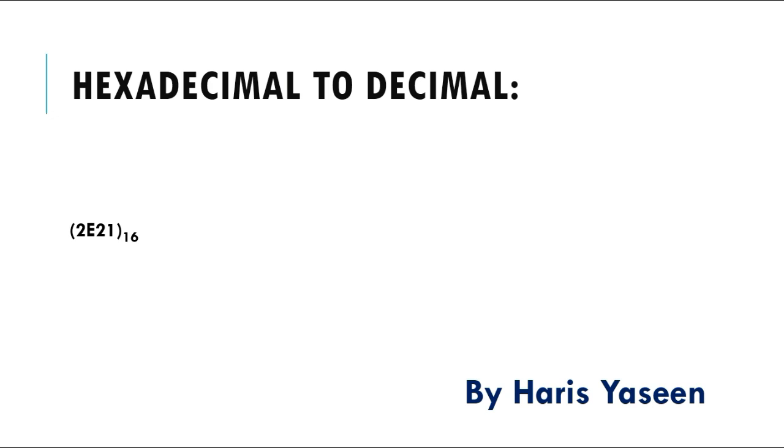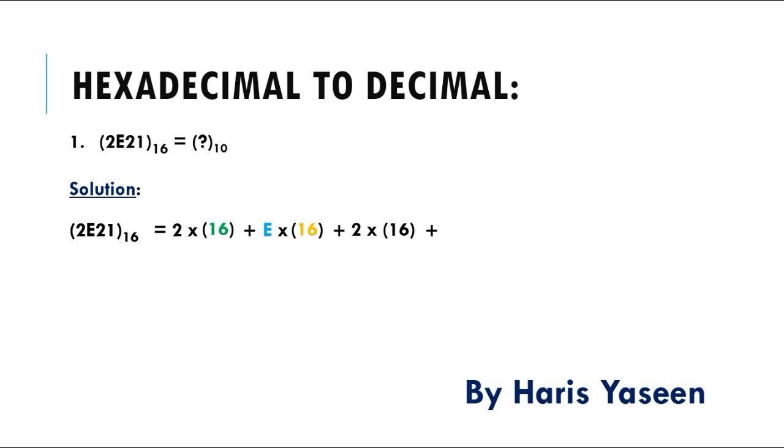So what we do here? Simply multiplication. When any conversion system ends in decimal, we are multiplying. Here 2E21 base 16, within a question mark, within a parenthesis, base 10. Solution here. Now what we do? 2 cross 16, the same base value. The arrows show that the 2 cross 16 plus operator, then E cross 16, then 2 cross 16, then 1 cross 16.